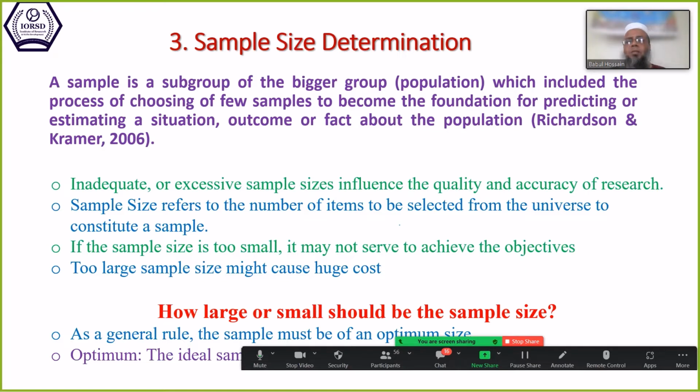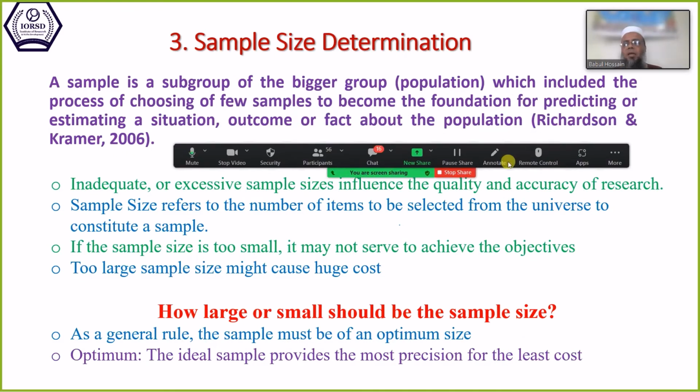If the sample size is too small, it may not serve to achieve the objectives. It will give you the type 1 error if your sample size is low. A too large sample size might cause huge cost and type 2 error, because non-significant becomes significant. How large or small should the sample size be? As a general rule, the sample must be of an optimum size. Optimum means the ideal sample provides the most precision for the least cost.